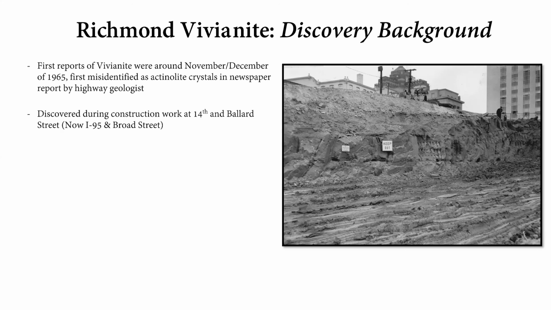And what was really interesting is that this was discovered during construction work around 14th and Ballard Street. If you want to think of it now, it's around I-95 and Broad Street, which is weird to think about, considering this photograph that you see over to the right here does not look like Richmond right now. But it's really cool to see how things have changed over time. I think there's a bank or some sort of municipal building that sits on top of the current location now.